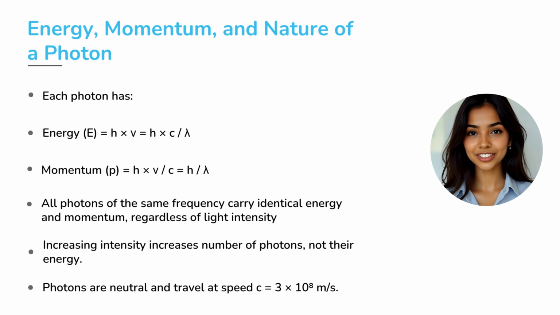All photons of the same frequency have the same energy and momentum, so increasing light intensity only increases the number of photons per second, not their individual energy. Photons are electrically neutral. They always travel at speed c equals 3 times 10 raised to the power 8 meters per second, and they are not deflected by electric or magnetic fields.